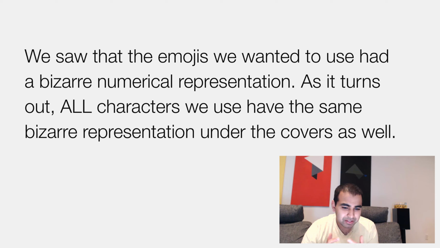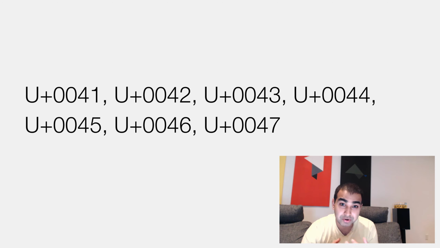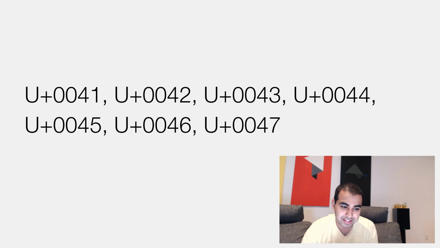And the thing is, this unique numerical representation is not just specific to emojis. We saw that they had that. It turns out that all the characters we use, even our normal letters, have the same bizarre numerical representation under the covers as well. Let's say we see A, B, C, D, E, F, G on screen, these normal characters that you see all the time. If you had to look at this numerical representation, this is actually what they look like. Our system does not see them as letters. They actually interpret things in this same bizarre numerical representation.